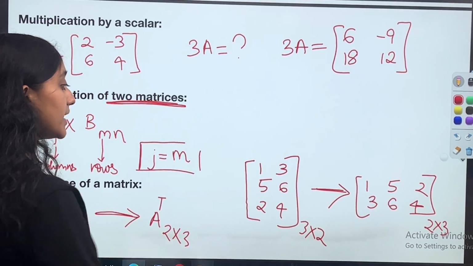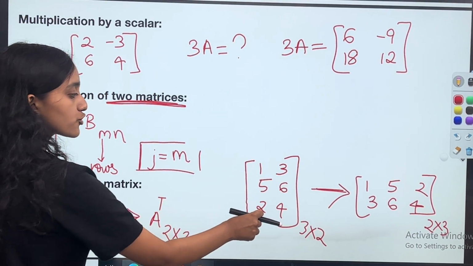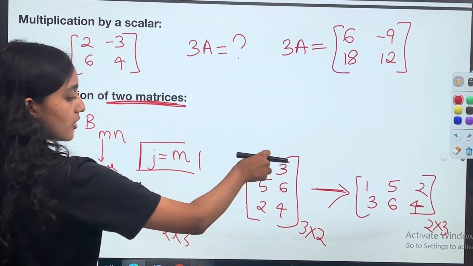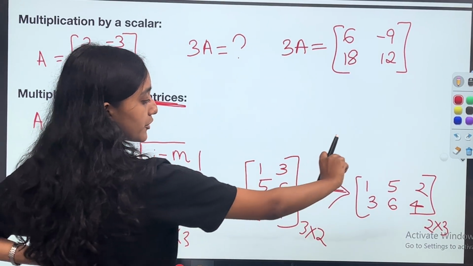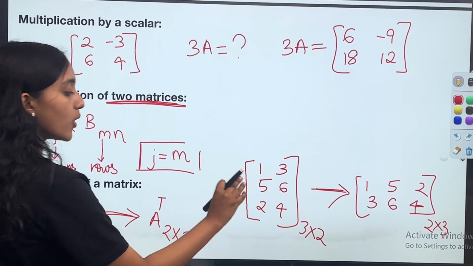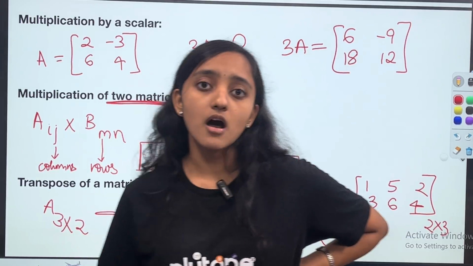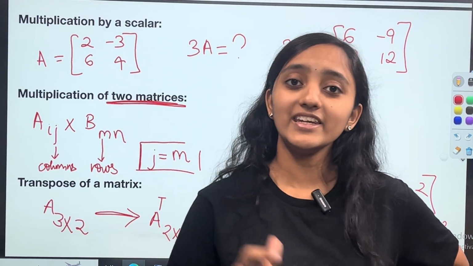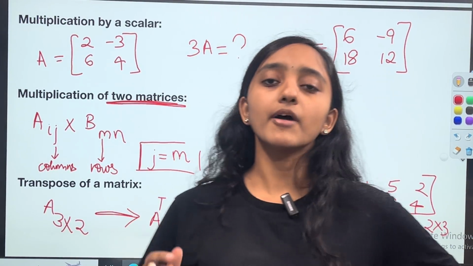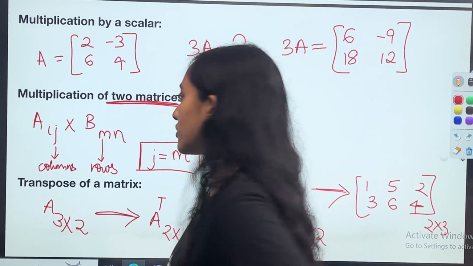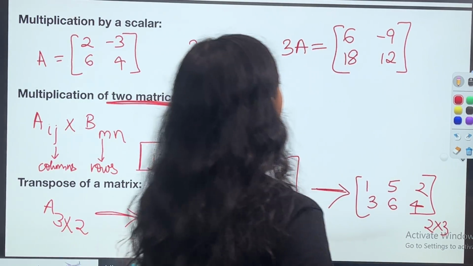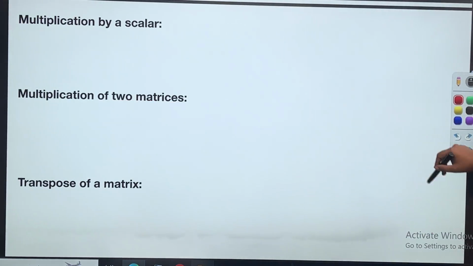How did this happen? Whatever is in your row, you must move it to the column. You are transposing it, so you are changing the order. If it is m into n, it will become n into m. That is what you understand by transposing a matrix. That's all as far as the theory part is concerned for matrices.